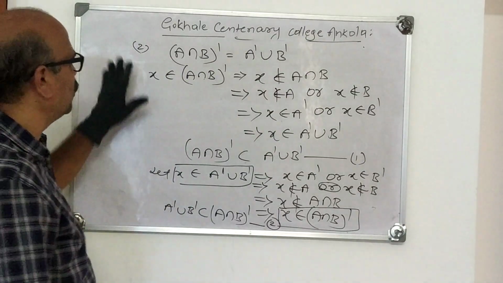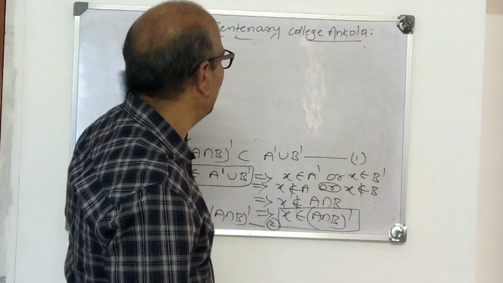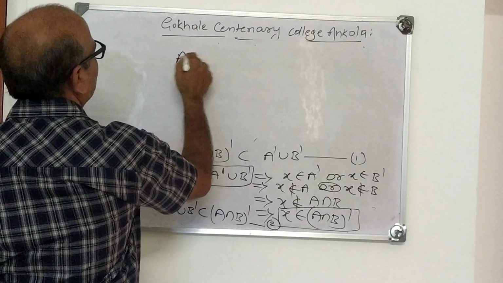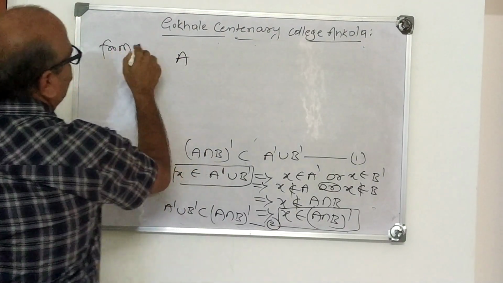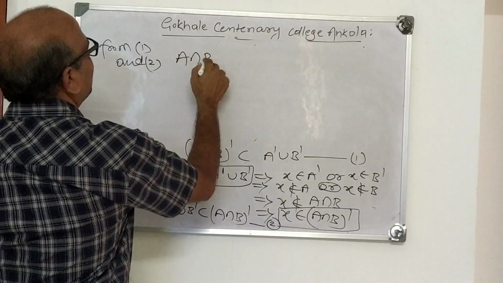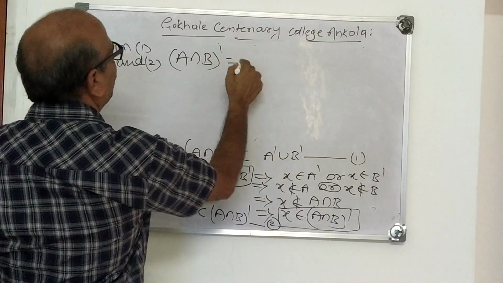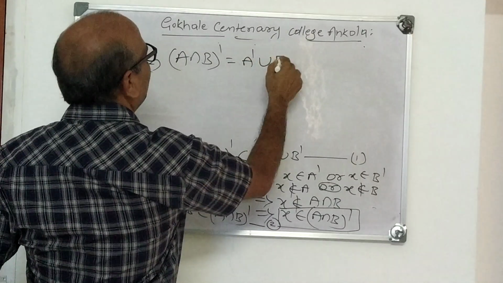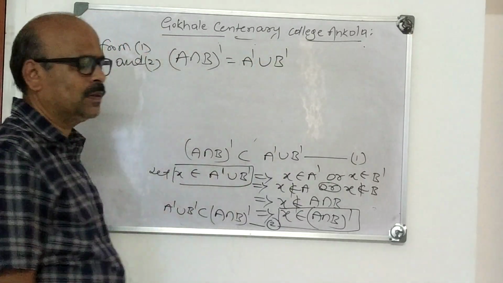Now from 1 and 2, what do you get? They are equal. From 1 and 2, A intersection B complement is equal to A complement union B complement.